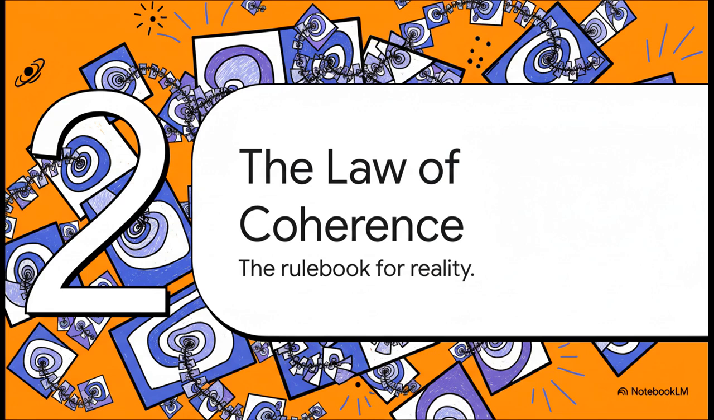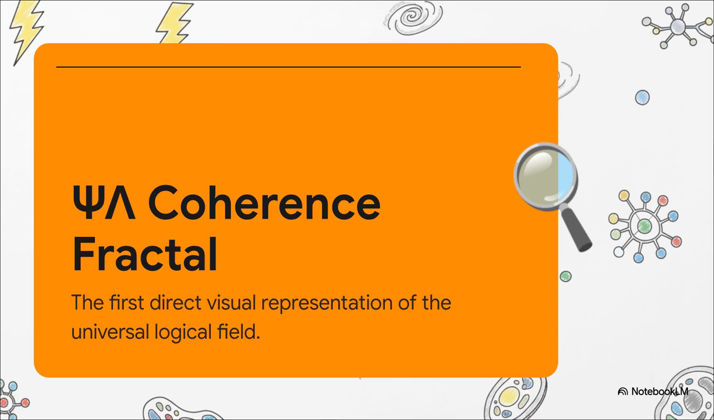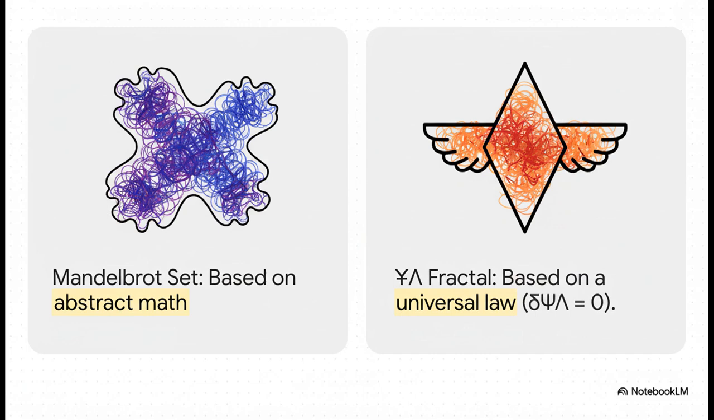It's called the Law of Coherence, and we've got the key that supposedly lets us read it. So this is it, the psi lambda coherence fractal. And let's be clear, this is way more than just a pretty picture. The claim is that it's a direct visual representation of a universal law. In other words, it's a map that comes directly from the physics of how our universe actually organizes and stabilizes itself. Pretty wild, right?